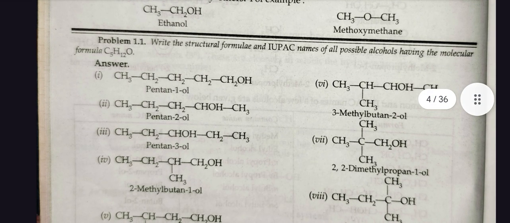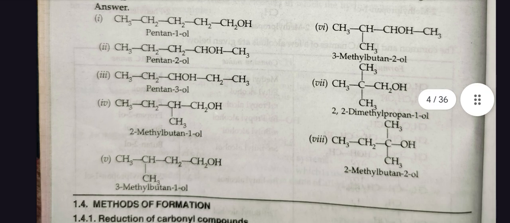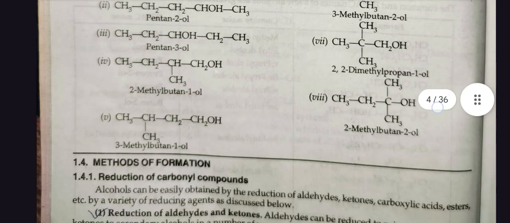Write the formula and IUPAC name of the alcohols having the molecular formula C5H12O. So these are pentane-1-ol, 3-methylbutane-2-ol, pentane-2-ol, pentane-3-ol, 2-methylbutane-1-ol, 3-methylbutane-1-ol, 2,2-dimethylpropane-1-ol, 2-methylbutane-2-ol.